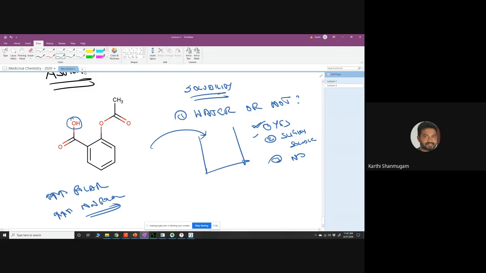So here the next question is, we will take the same example. Can you tell which functional groups are polar and which functional groups are non-polar?